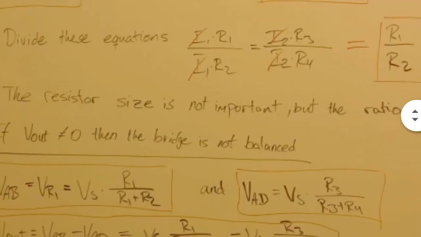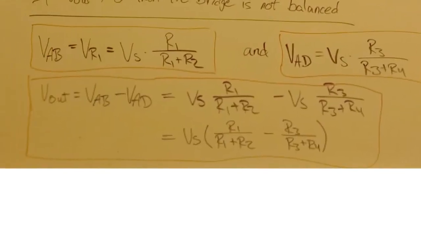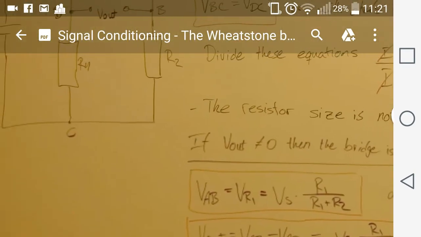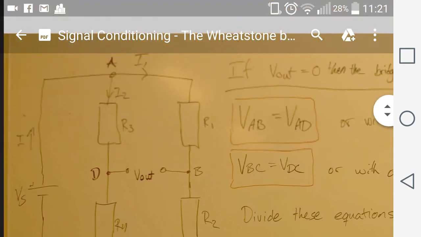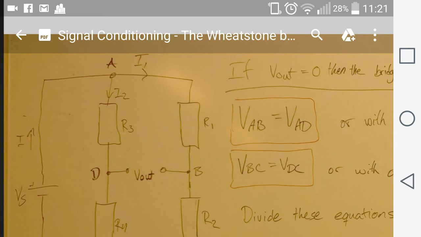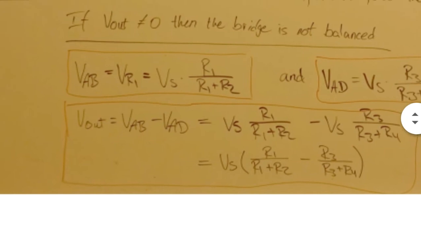So looking at this, we can say that because V out is no longer in balance, the voltage drop between AD and AB should give you a difference where you have the output voltage. So we write that the output voltage is equal to voltage AB minus voltage AD.